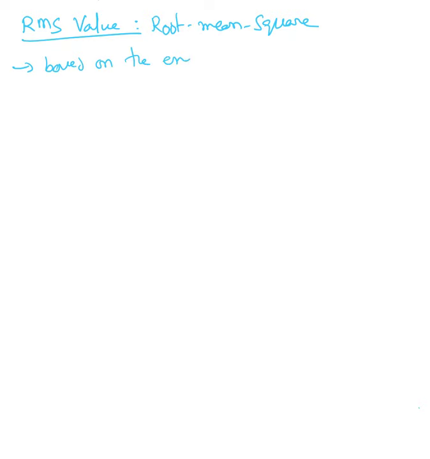Next quantity is RMS value. RMS means root mean square. RMS value is nothing but root mean square. This RMS value is defined based on the energy transfer, that energy being heat, so based on the heat transfer.